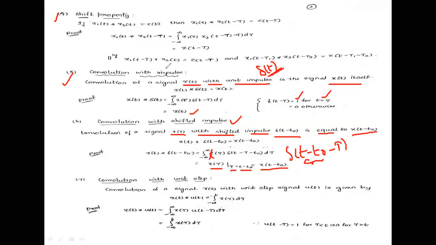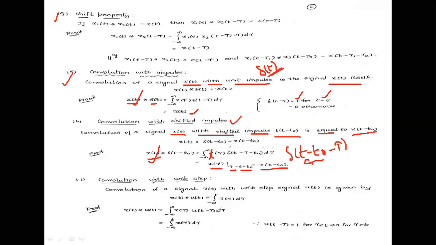Convolution with the impulse signal gives the signal itself, x of t only. Convolution with the shifted impulse gives the same signal shifted by t naught samples. Same signal means x of t without shifting. With shifting, x of t is the version shifted by t naught samples.